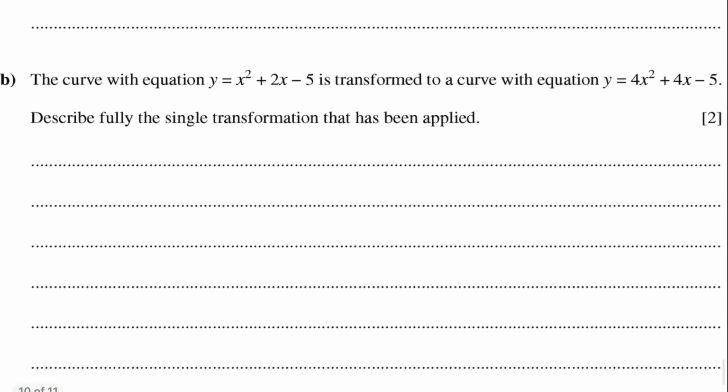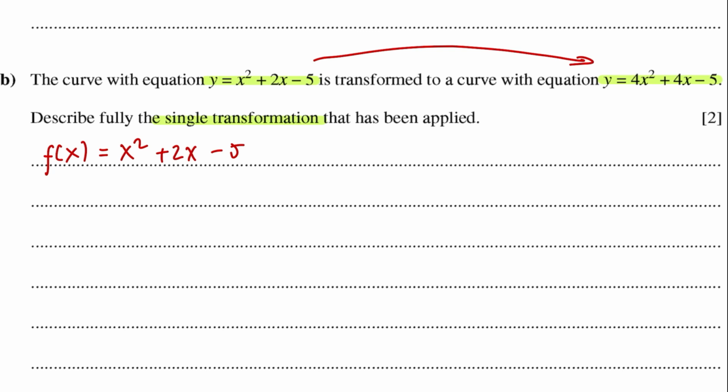The second one, the curve with equation y equals x squared plus 2x minus 5 is transformed to a curve with equation 4x squared plus 4x minus 5. Describe fully the single transformation that has been applied. So there is a single transformation to transform this into this. So we should think, let's say this is f(x), x squared plus 2x minus 5. We want to change it into 4x squared plus 4x minus 5. This is the trick.